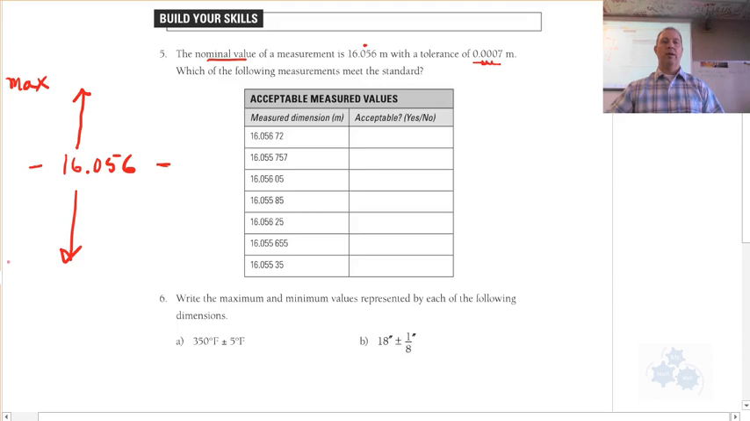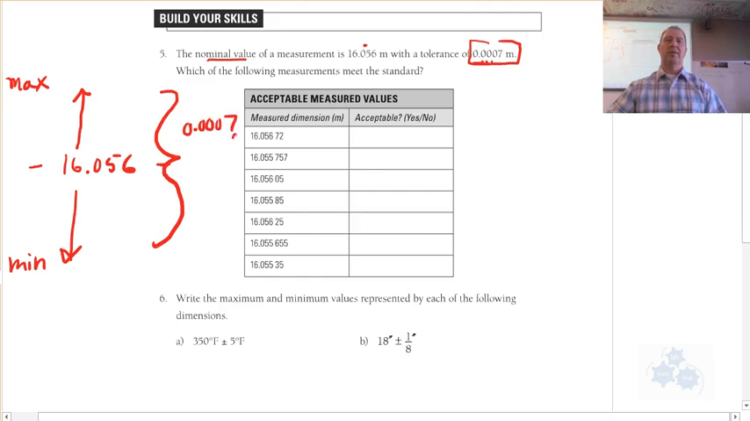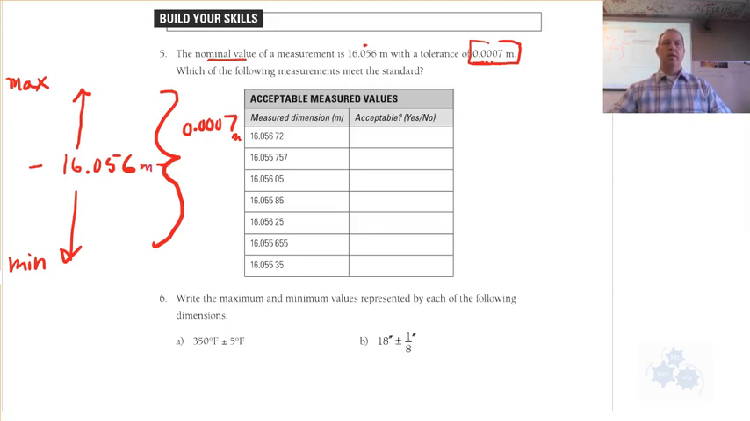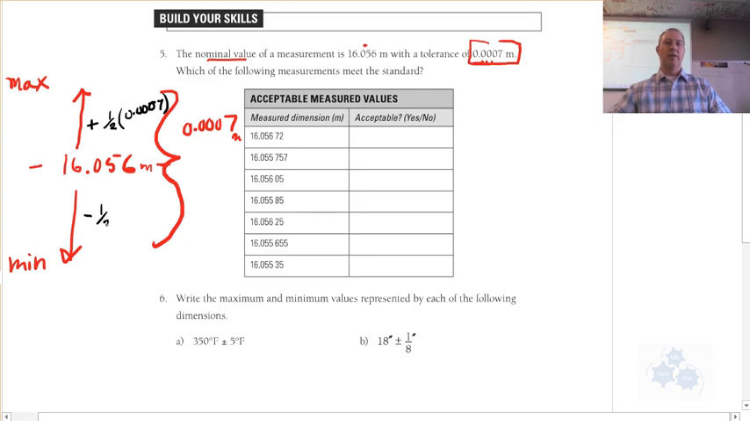And I want to find out what the minimum value is down here. So the tolerance is this number right here, and remember, that number has to be this whole span, 0.0007 meters. So what we have to do is add 1/2 of the tolerance to get to the max, and over here to the min, we have to take the nominal value and subtract 1/2.